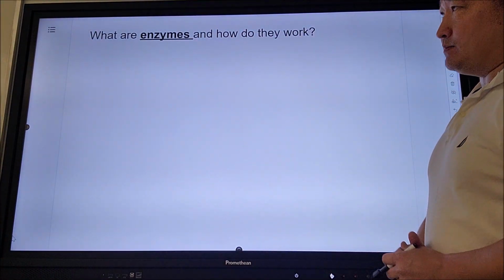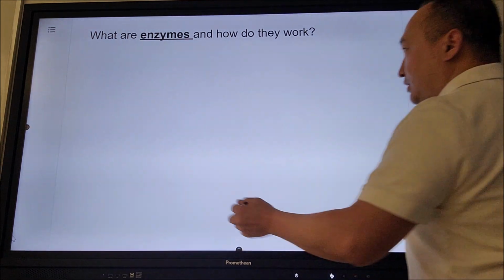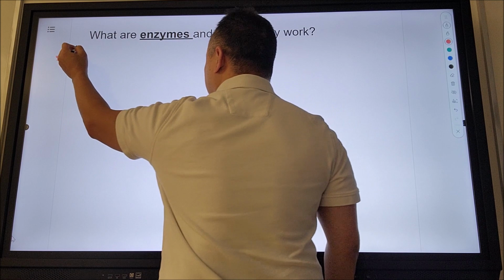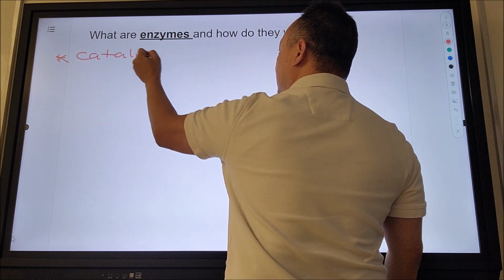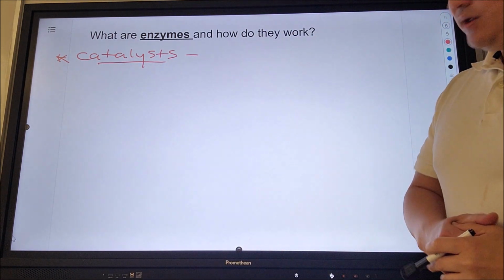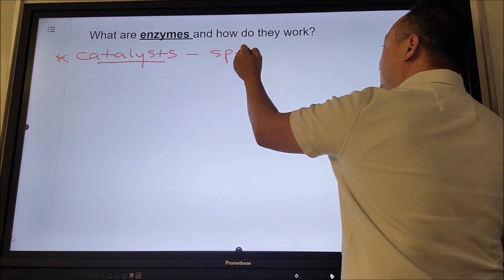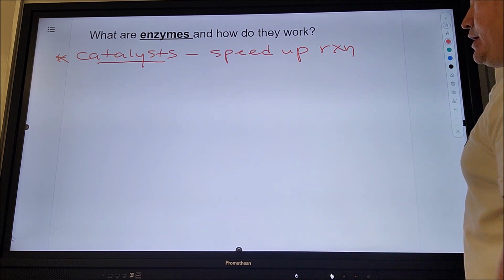All right, enzymes. What are they and how do they work? Well, enzymes are a class of chemicals known as catalysts. And the most important thing to know is that enzymes, which are catalysts, speed up reactions. And so I'm going to abbreviate reactions as RXN.